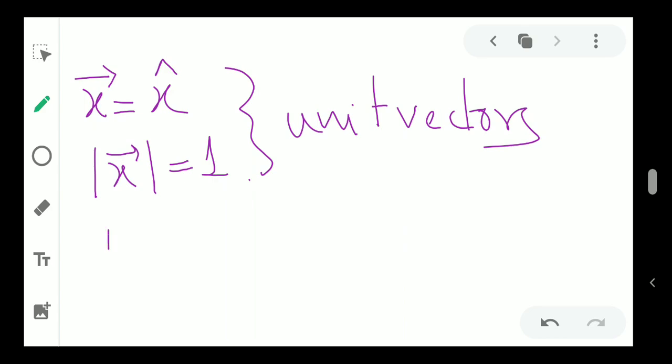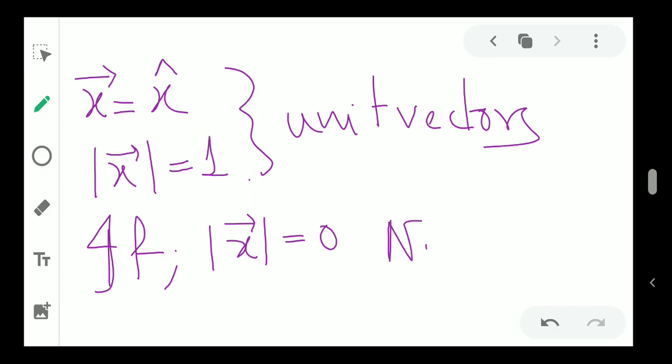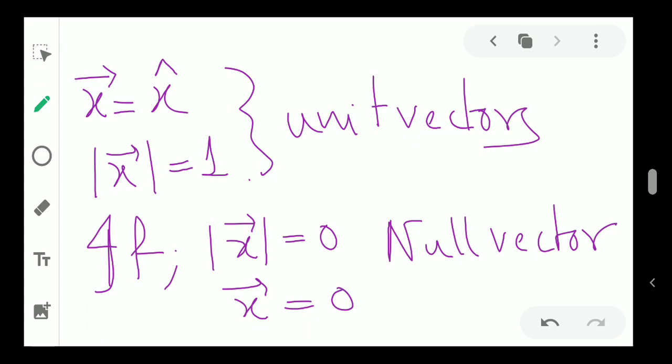And somewhere if your x is 0, then it is called a null vector. But null vector means this x will not be 0. The value is 0 only, but x is not 0. X will be only its directional value. Okay, so null vector is also, now this is very confusing, this and this look same.